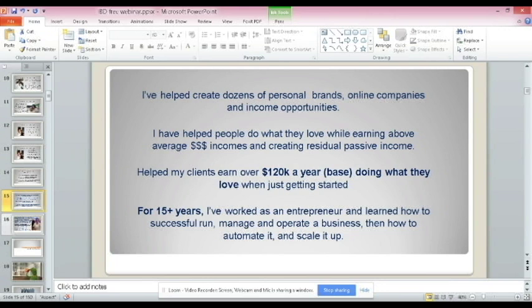I've helped create dozens of personal brands, online companies, and people who wanted to create other income opportunities for their downline and their clients. I've helped people do what they love while earning above average incomes and creating residual and even passive incomes. I've helped my clients earn over 120K a year doing what they love when they were just getting started. For over 15 years, I've worked as an entrepreneur and learned how to successfully run, manage, and operate businesses, and then, of course, eventually how to automate them and scale them up.